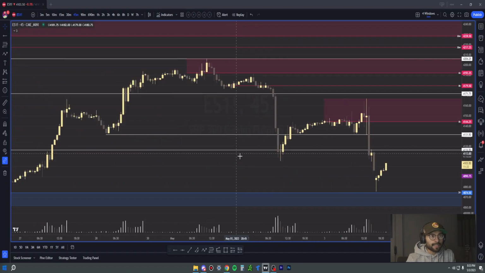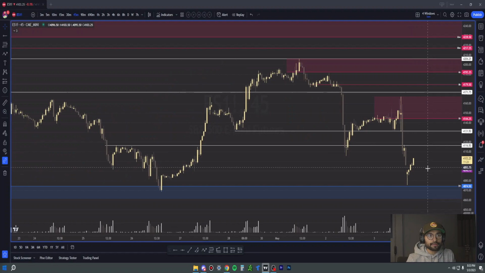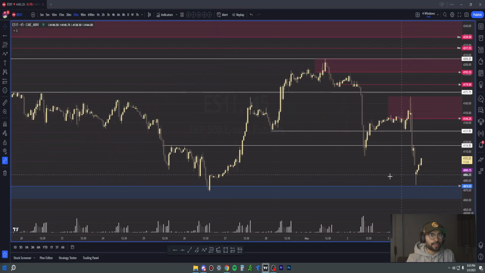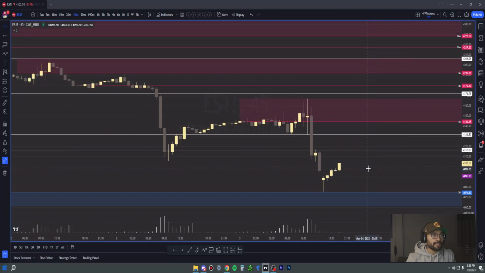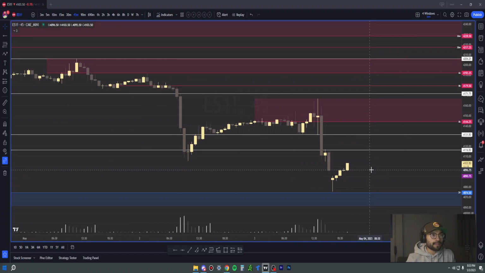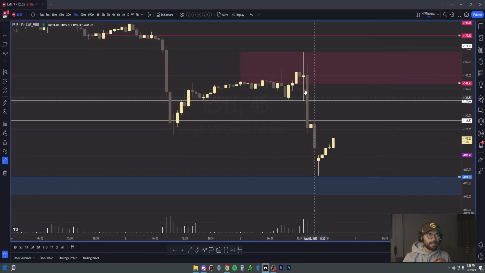And to the downside, we still got this 2-hour demand zone that I'm still eyeing, because obviously price is still respecting it. I'm actually seeing here on the 45-minute, just looking at the 45-minute, there's a supply zone coming up. I'm hoping y'all can see it. This is called the drop base drop, right? What happened is we had a fast drop.